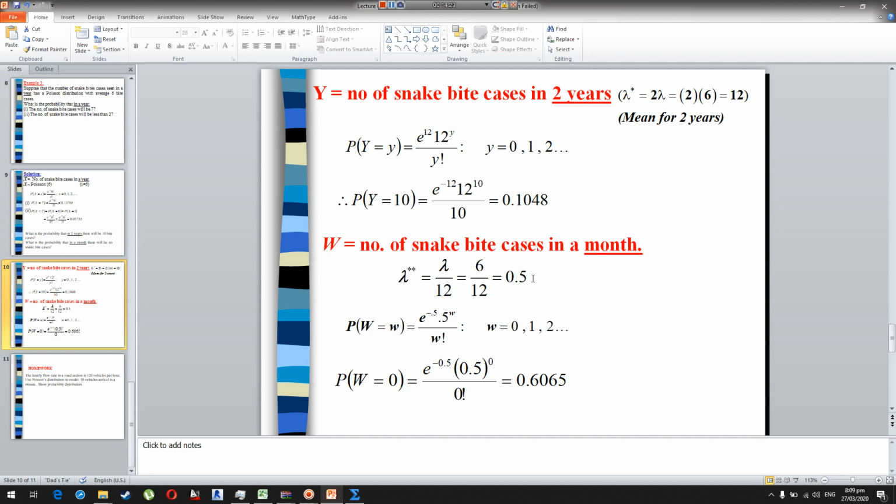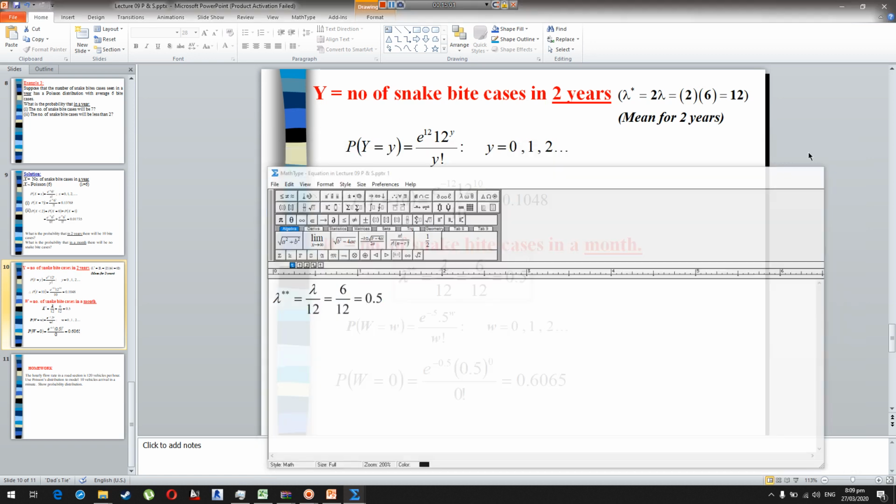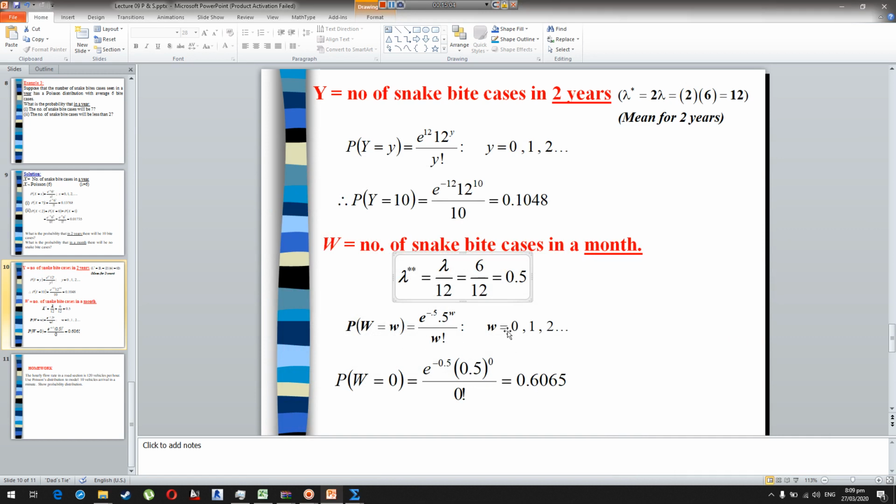If we talk about 1 month, the previous one was for 2 years and now it's for 1 month. We have 12 months in a year, so for 1 month we will modify lambda, and lambda will be equal to lambda by 12. So 6, the average for 1 year, divided by 12 gives you 0.5. So now lambda, which is the average parameter for the Poisson distribution for 1 month, is equal to 0.5. And using the same procedure, we can determine the probability value.